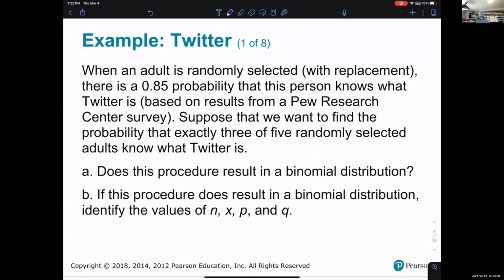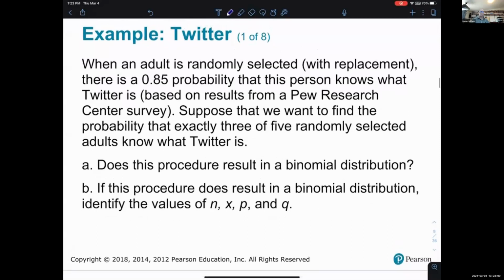So if I randomly select 5 people, and we're going to just go to the population and grab somebody, and then maybe a day later, we're going to go grab somebody else, we may get the same person again. What's the chance that 3 of those 5 people know what Twitter is when an individual has an 85% chance of knowing what Twitter is when selected? That's an example of a probability distribution.